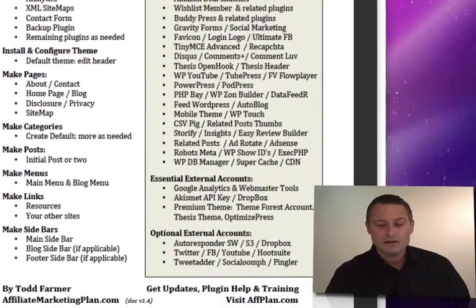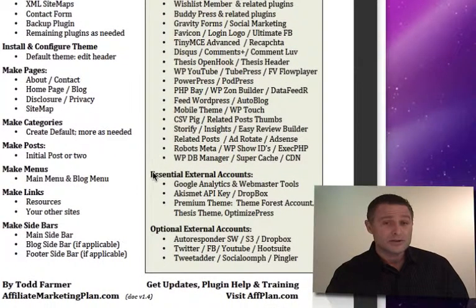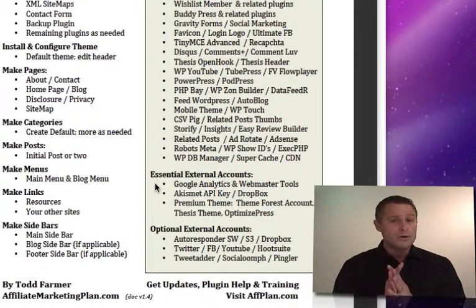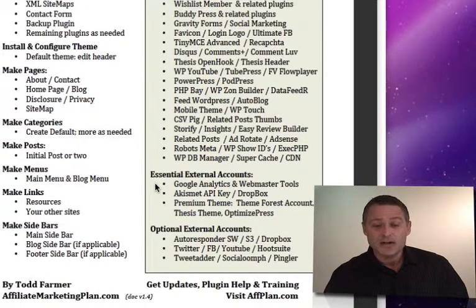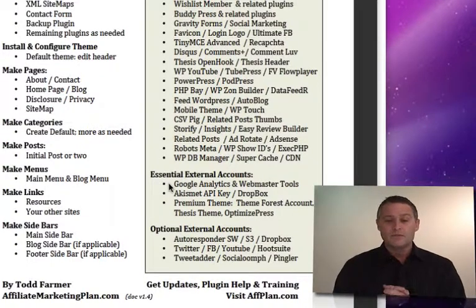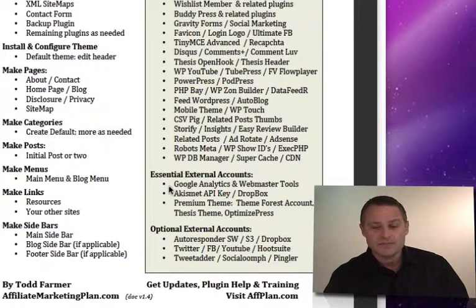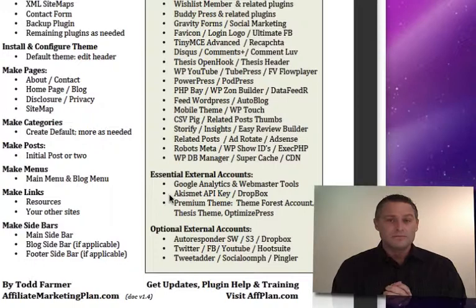All right, and as long as we're here, let's jump down to the essential external accounts, because these things are also equally important, because without the external accounts you can't use some of these essential plugins. So here we go. These essential external accounts, these are free. Google Analytics and Google Webmaster Tools. Also the Akismet API key, that is also free. If you just simply have a WordPress.com account, you can get your API key for free there. And also your Dropbox account. I think that's essential to back up and at least have a place for all of your stuff to go.